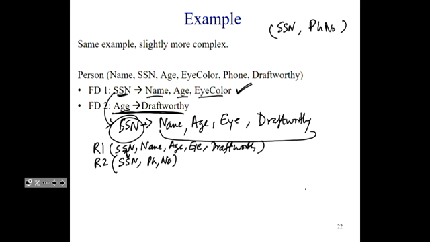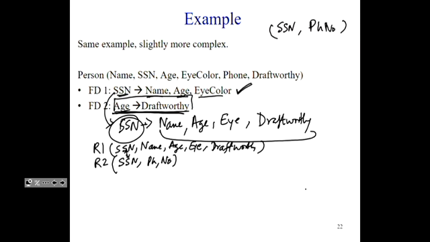What do we think? Once again, what is the condition for something to be a violation of Boyce-Codd normal form? It's a non-trivial functional dependency and the left-hand side is not a superkey. So your functional dependency is age implies draftworthy. Is age a superkey? No, because it doesn't imply all of the attributes. It only implies draftworthy. So R1 is in violation of Boyce-Codd normal form via functional dependency number 2.